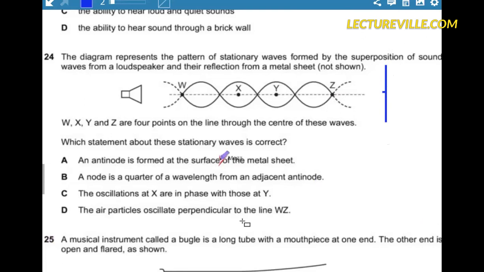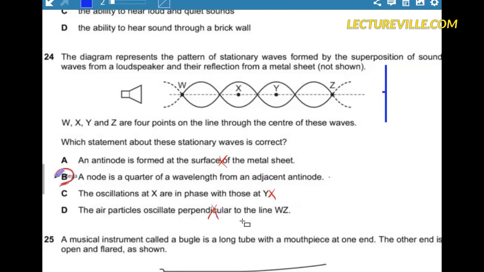Nope. A node is a quarter of a wavelength from the adjacent antinode. That makes sense. I'm shortlisting this one. The oscillations of X are in phase with Y. Nope. They are out of phase by 180 degrees. The air particles oscillate perpendicular to the line WZ. No, air particles are moving along the line WZ. So it is incorrect as well.